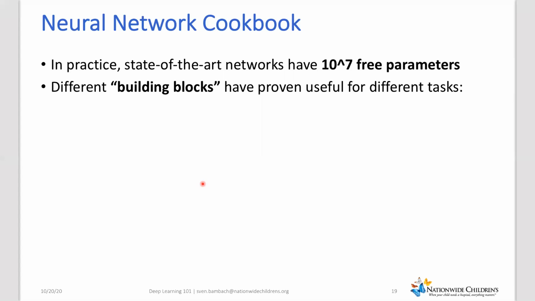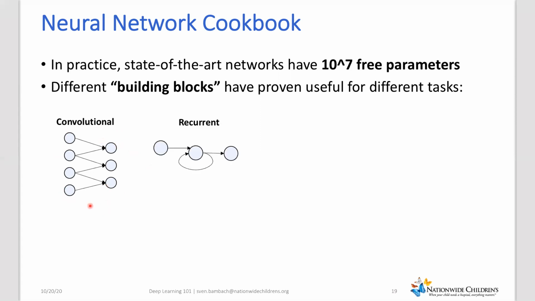Different building blocks turned out to be useful for different tasks. So it matters how you build your neural network. You can't just connect a bunch of neurons and hope for it to work. There are different tricks that people found out. There's, for instance, what's called a convolutional neural network, where nodes are only connected sparsely to neighboring nodes. This works very well if you have spatial structure in your data, like for images.